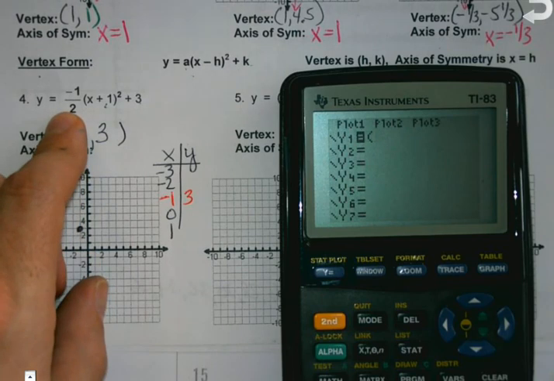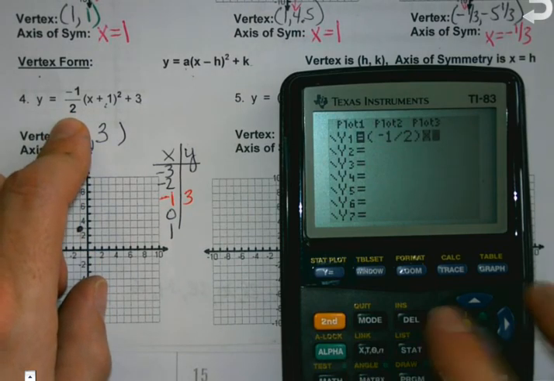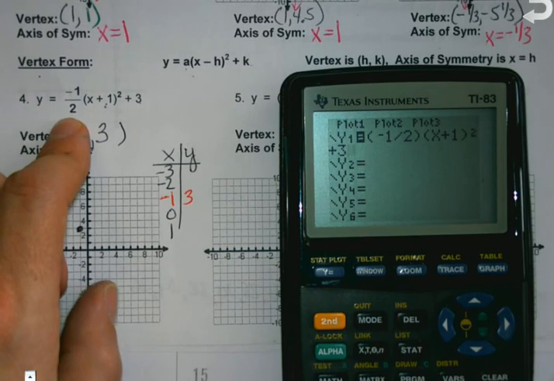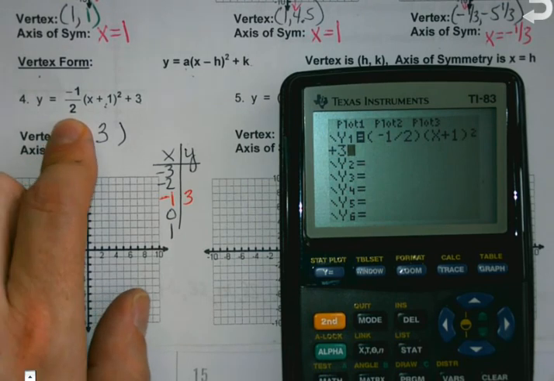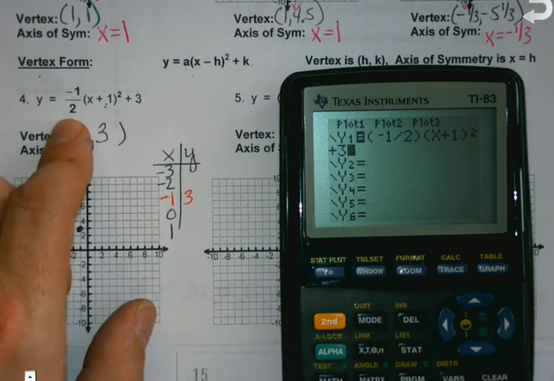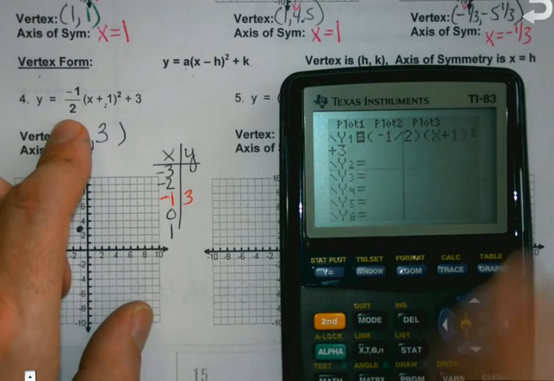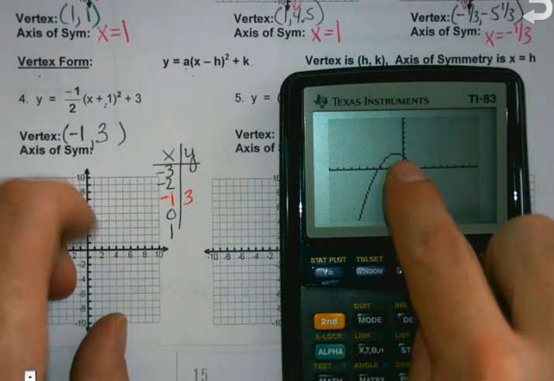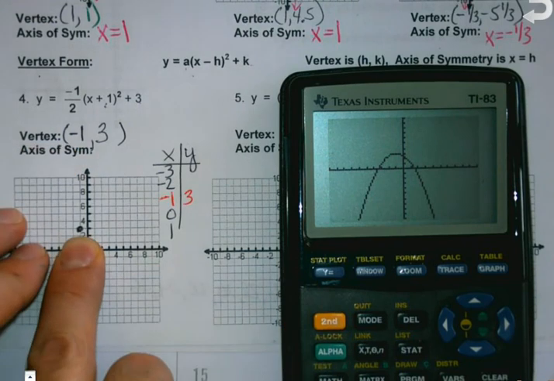So I've got negative 1/2 (x plus 1) squared plus 3. Oops, I almost forgot my parentheses. Unless you're going to use negative 0.5, you have to have the parentheses there, or you're going to get some weird looking stuff. So I go to graph, and my vertex there looks like it's about where my vertex is here.